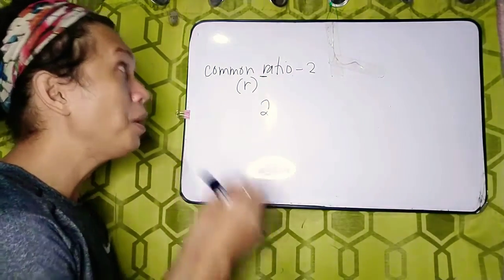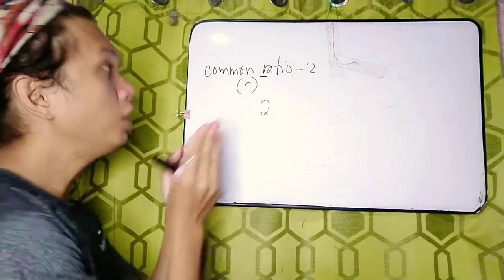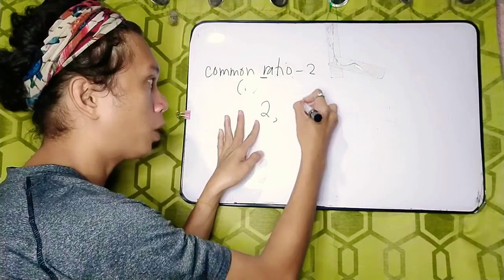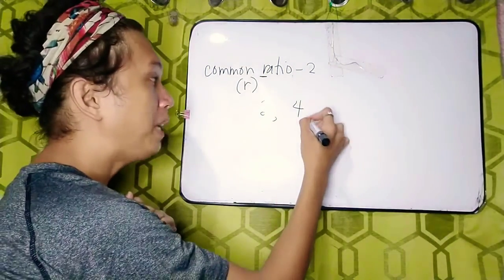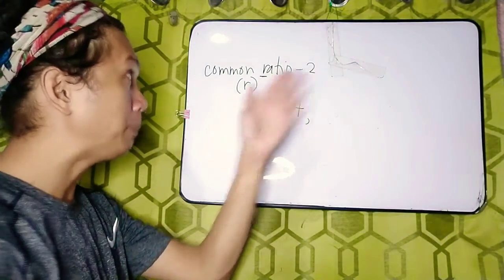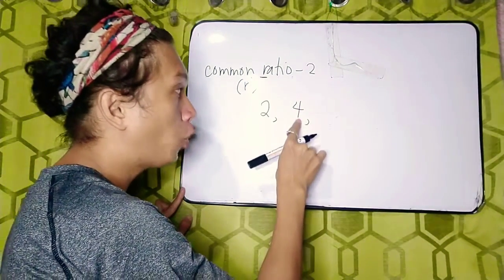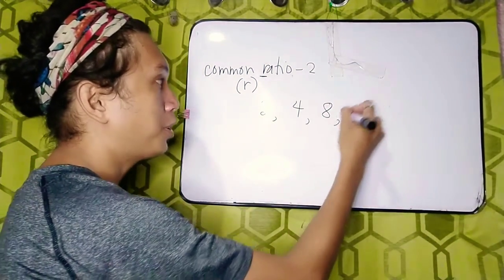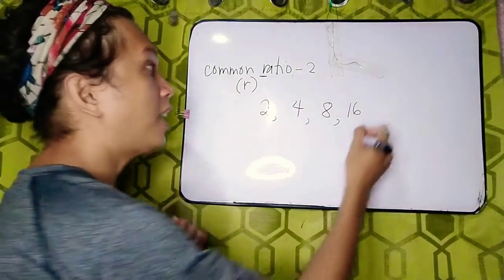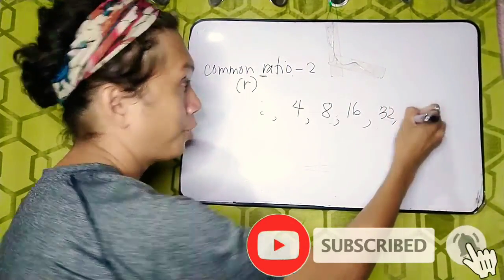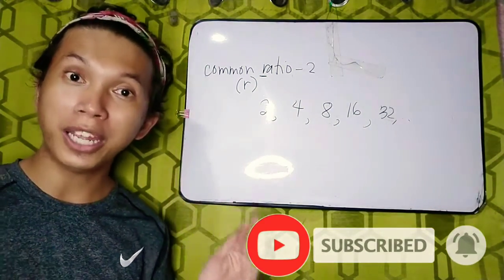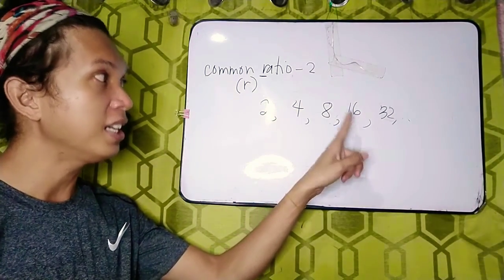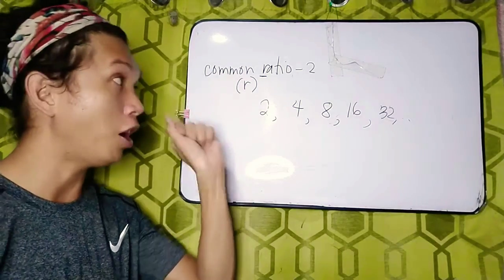So, to get the next term, we are going to multiply 2 to the first term. So, 2 times 2 is 4. Now, we have 4. What will be our next term? Again, let's still multiply the common ratio, which is 2. So, 4 times 2 is 8. And 8 times 2 is 16. 16 times 2 is 32, and so on and so forth. So our example for geometric sequence is 2, 4, 8, 16, 32 having the common ratio of 2.